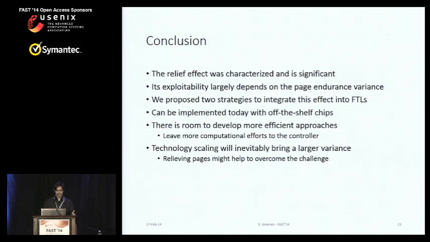As I said earlier, the computational effort was generally left out of the FTL, or we kept the strategy very simple to implement, but we believe that for systems with more powerful controller processors, we could do better at guessing what the hot-write ratio would be. And we also believe that technology scaling will inevitably bring a larger variance, and that relieving pages might help to overcome the challenge. Thank you.